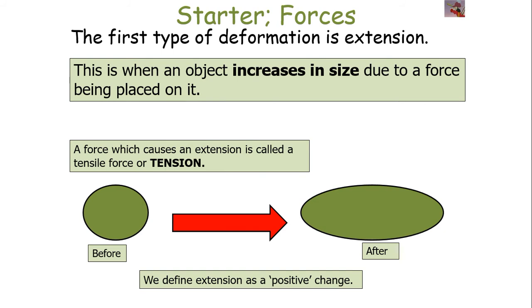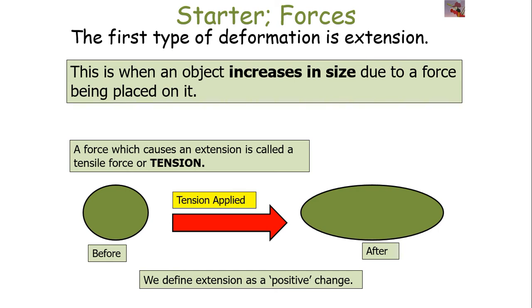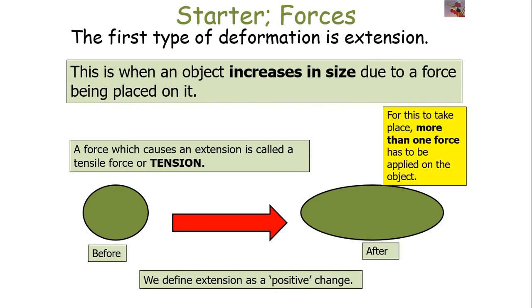So the first type of deformation is when an object increases in size due to a force placed on it. A force which causes extension is called the tensile or tension force. So if you apply tension to an object, the object will increase in size. But it's always got to be a resultant force that does this, so there's got to be more than one force acting on the object.